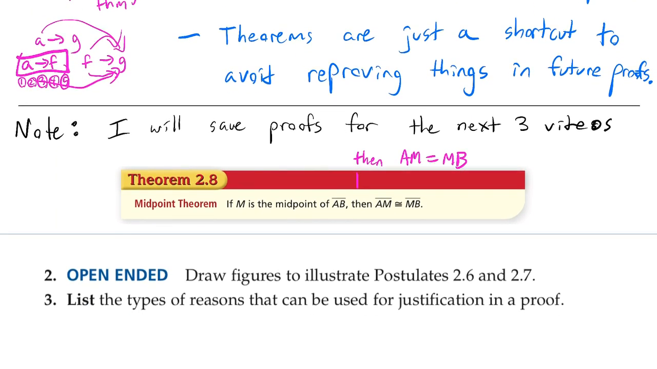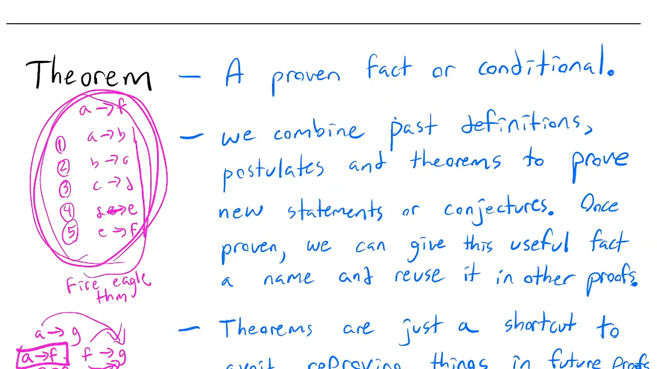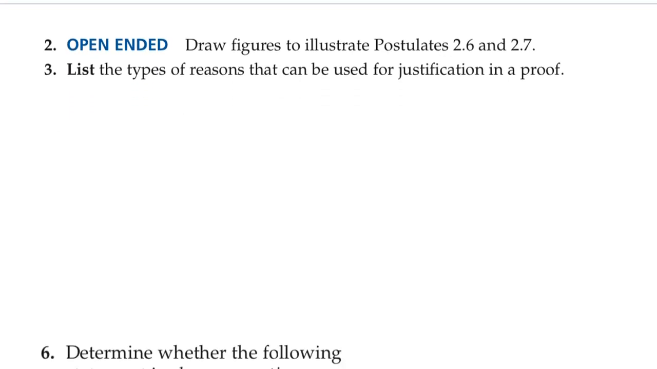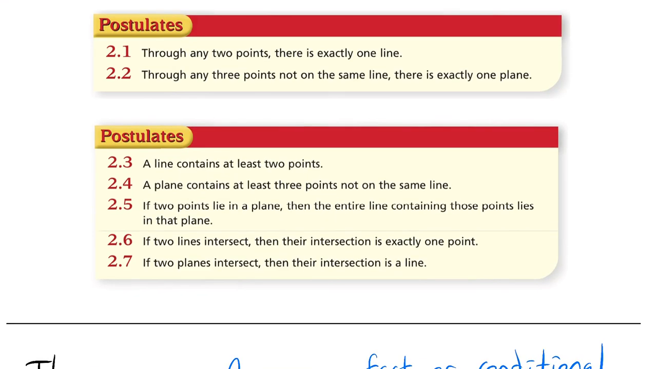So let's just do some problems to kind of practice. I mean, really all we have are these 7 postulates and the conceptual idea of what a theorem will be, okay? So let's dive into this. Draw figures to illustrate postulates 2.6 and 2.7. So 2.6 says, if 2 lines intersect, then their intersection is exactly 1 point.